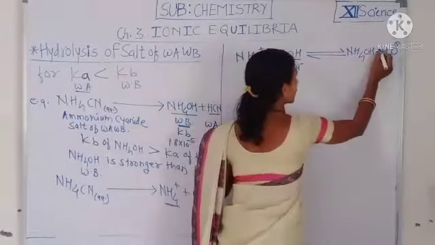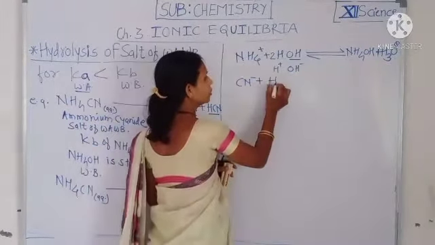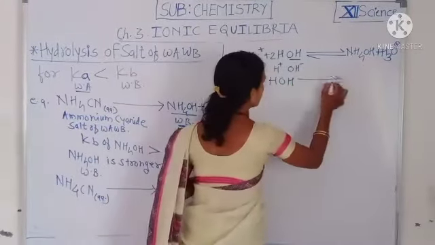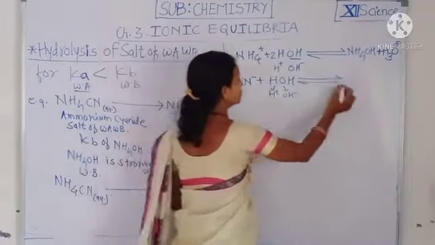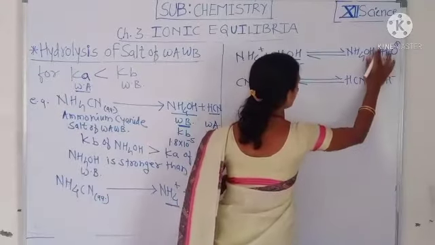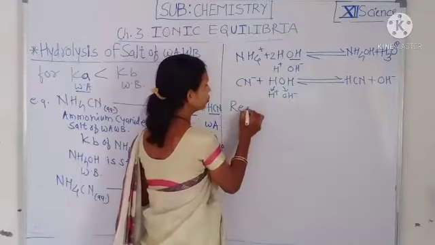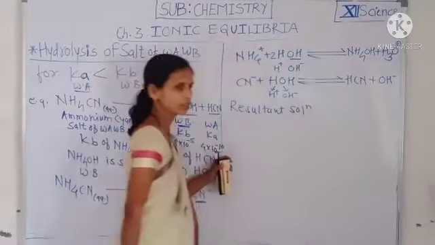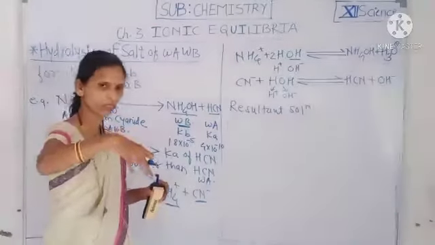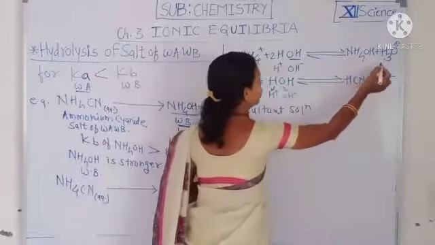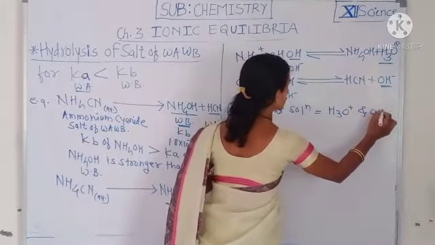And similarly the CN minus ion also has a tendency to react with water, and it interacts with the H plus ion of water, and it gives HCN plus OH minus ion. And here the resultant solution, that means the aqueous solution of ammonium cyanide salt, when dissolved in water, contains both ions, H3O plus ion and OH minus ion, both ions.